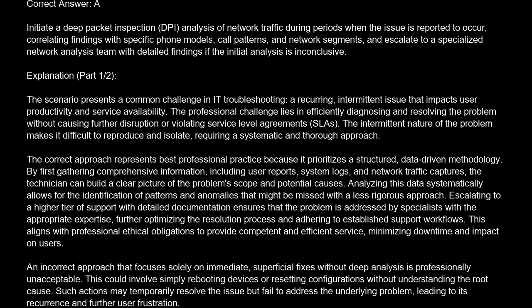Analyzing this data systematically allows for the identification of patterns and anomalies that might be missed with a less rigorous approach. Escalating to a higher tier of support with detailed documentation ensures that the problem is addressed by specialists with the appropriate expertise, further optimizing the resolution process and adhering to established support workflows. This aligns with professional ethical obligations to provide competent and efficient service, minimizing downtime and impact on users.